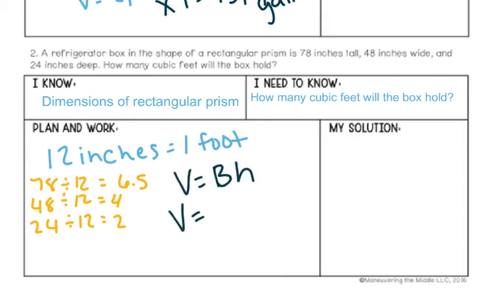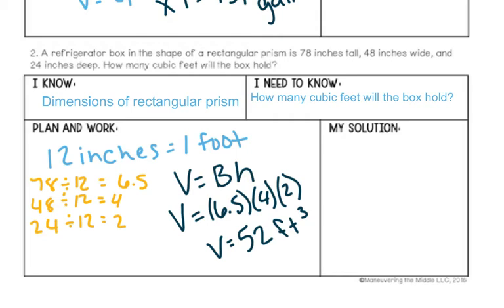To get the area of the base, I know that the rectangle is 6.5 feet tall and 4 feet wide. So I can go ahead and multiply those, or just put them all together in my formula, since I'm just multiplying those two together to get the base, and then multiply it by how deep the box is. This gives me a final volume of 52 cubic feet.